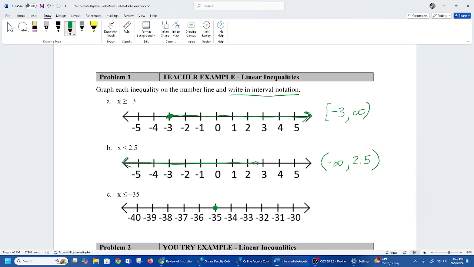I'm going to test negative 36. Is negative 36 less than negative 35? Yes, it is. So I'm going to be pointing my arrow to the left. So just like in the previous problem, x can approach negative infinity, the concept, soft bracket, and can go all the way up to and actually equal negative 35. So we're going to use a hard or square bracket there.